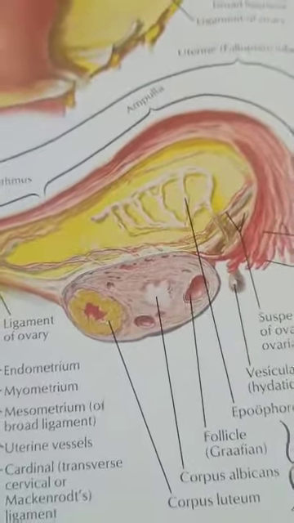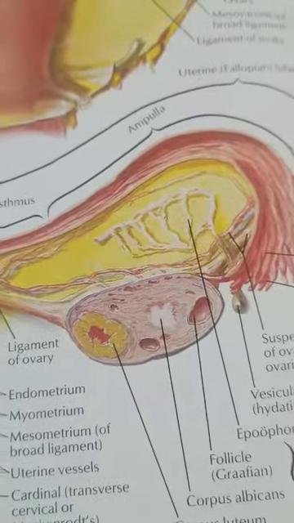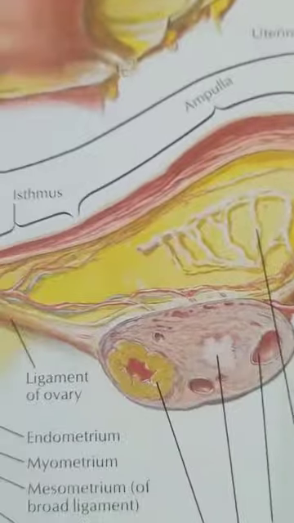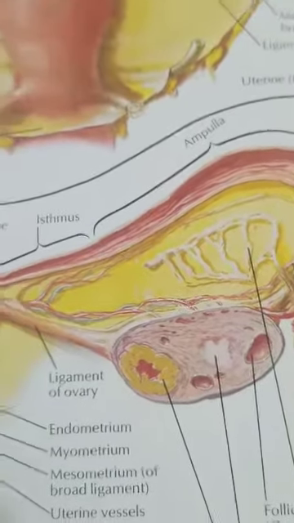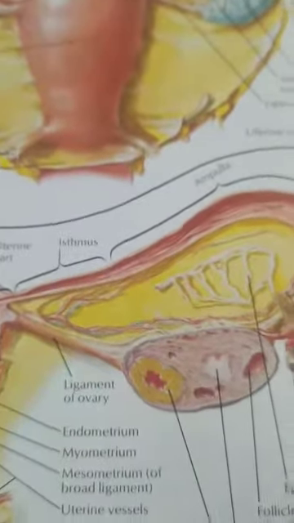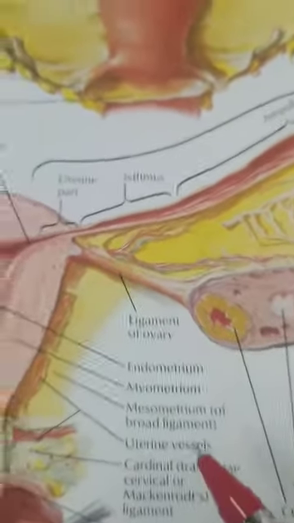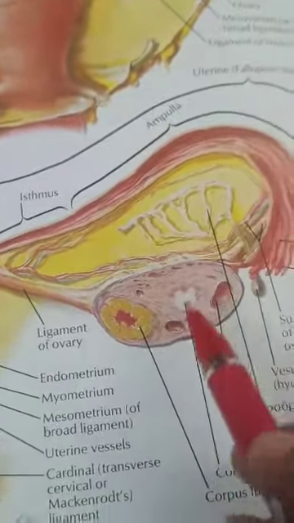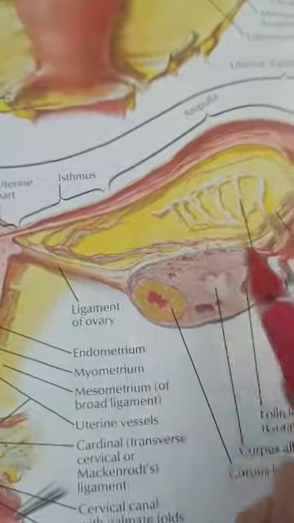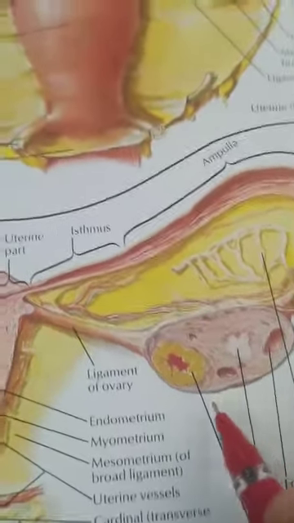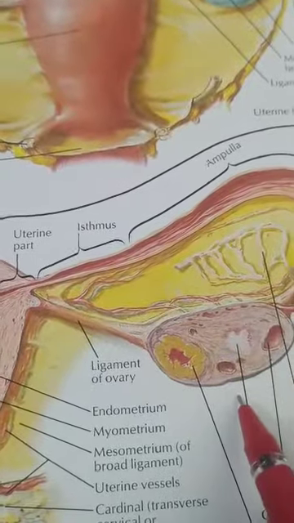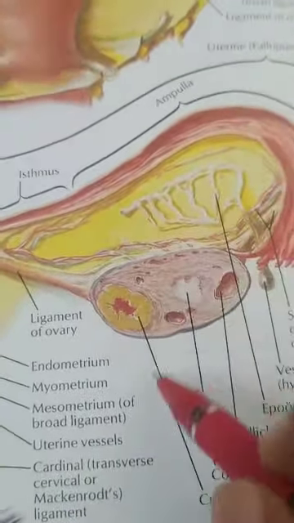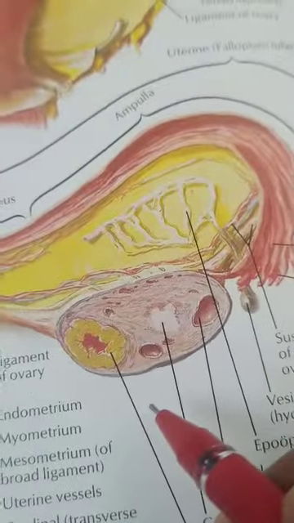Regarding the applied aspect of the ovary, mainly we can see collapse of the ovary, which we already mentioned. During pregnancy, the ovary will go up, and when it comes back, it won't be in the normal position in the ovarian fossa. And there will be ovarian cyst, which is another major problem seen in the ovary.